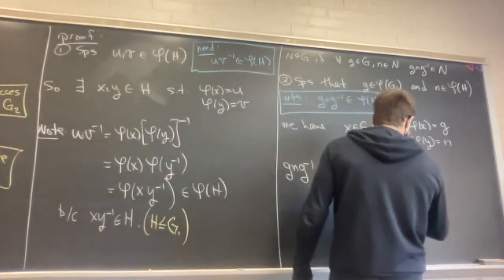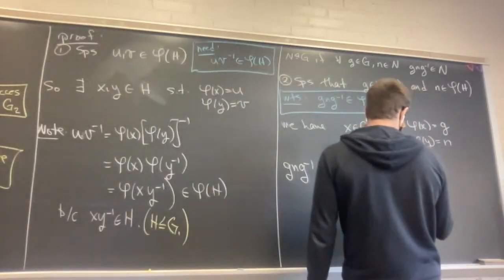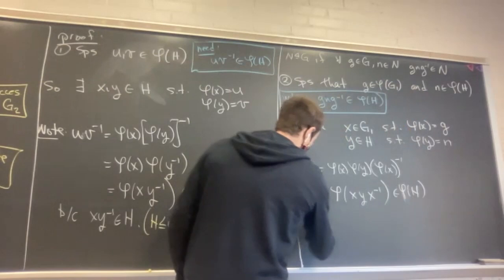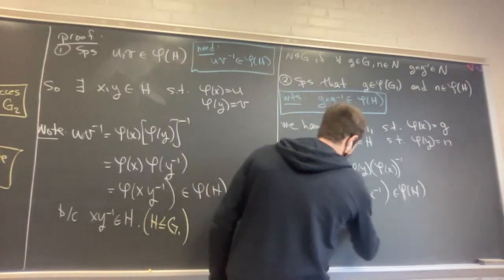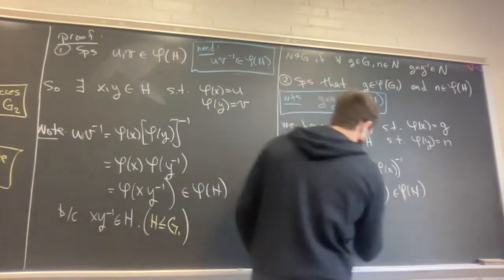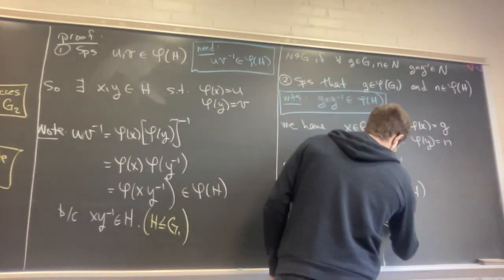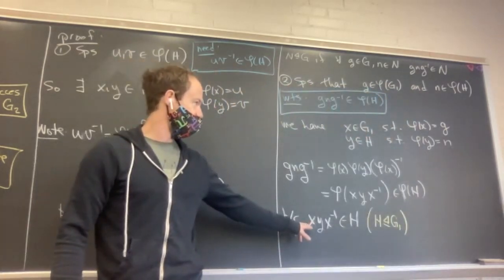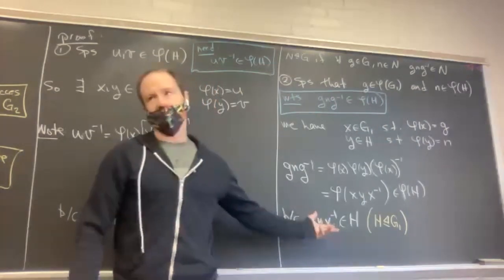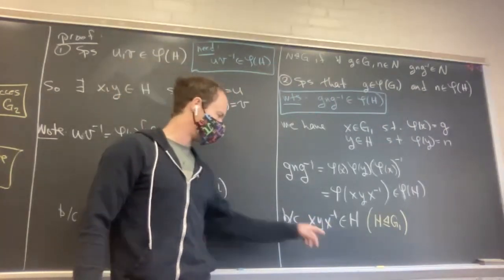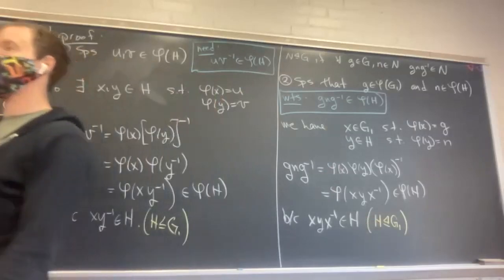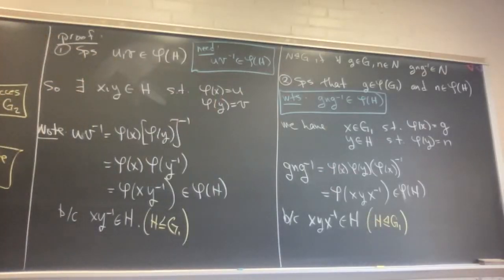But we know that this is in, let's see, what is it in? It's in phi of H because x y x inverse is in H. And that follows because H is normal in G1, right? So look, x is an element from G1, y is from H, x inverse is from G1. So we conjugated an element of H by an element from G1. We land back in H, that's because H is normal. So we did it. So that's all we need to do for number 2.